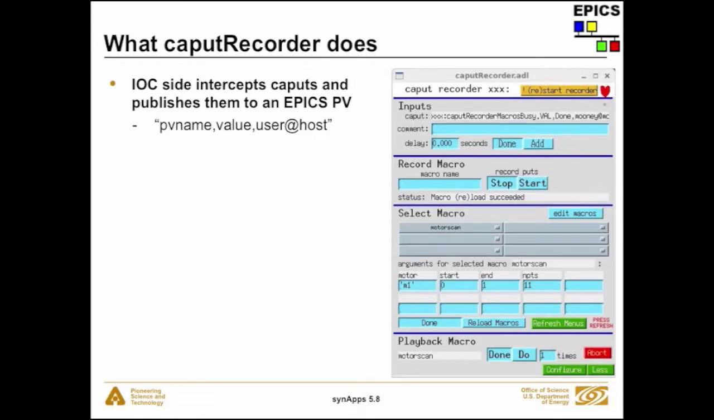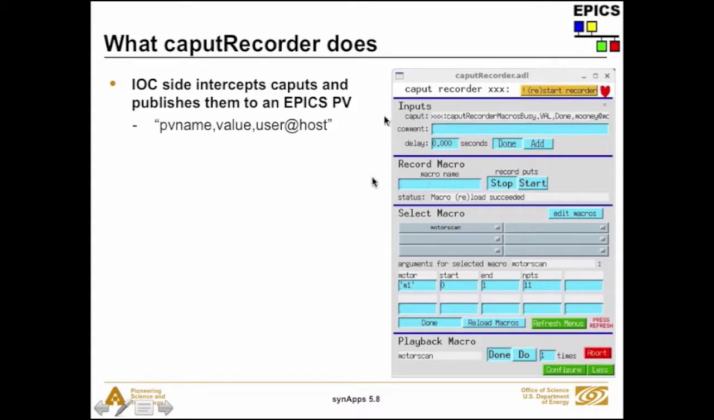So Andrew Johnson modified the way access security works, and now there's a patch for at least one version of base on the APS share, so that access security can send not only the PV name but also the value. And now that fixes all of the outstanding problems that I was having. So anyway, caputRecorder writes this to a string PV, and then anybody can look at it. It's this PV right here.